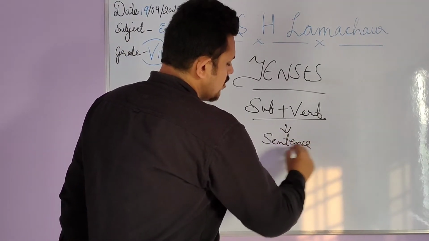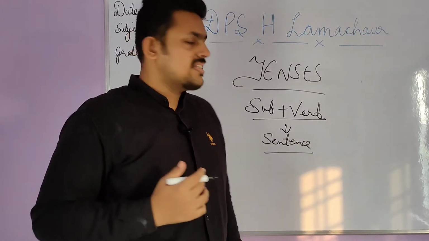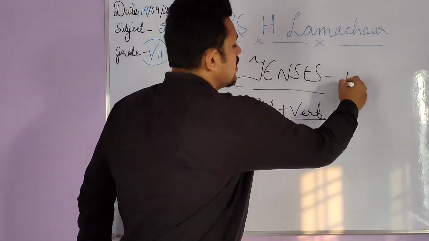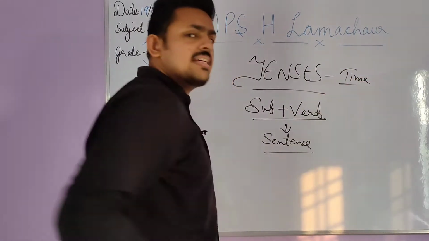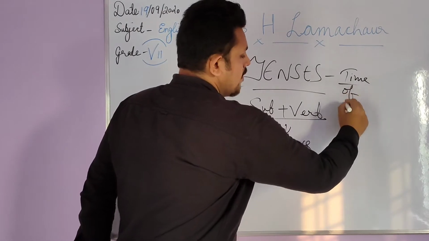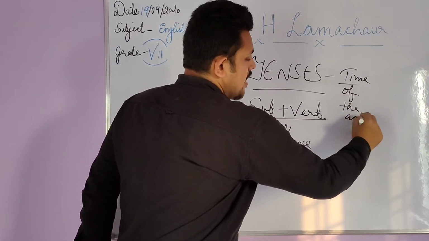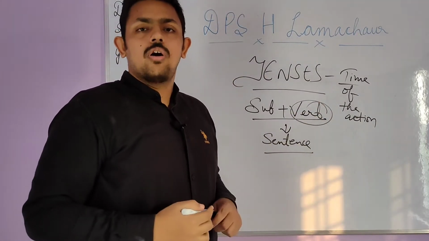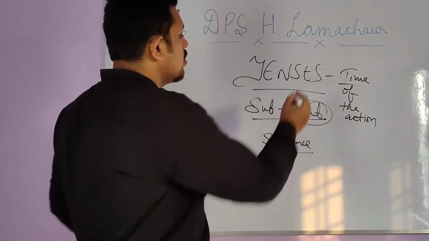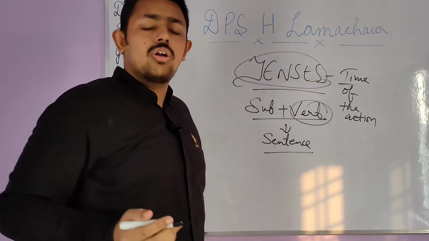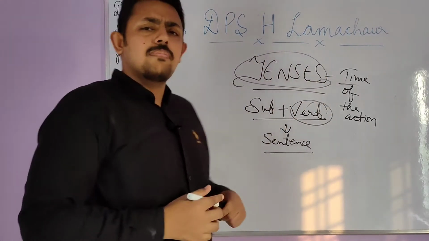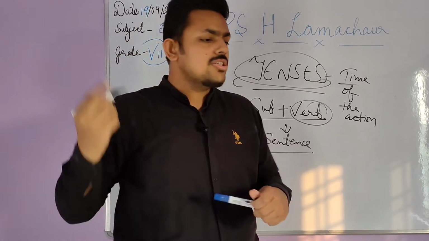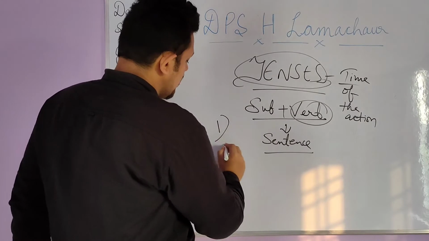So how do we know the tense of a sentence? First of all, what is tense? Tense is just the time of the action. And what is action? Action is verb. So the time of the verb, when we are aware of it, is called the tense, or in Hindi we call it kal. So there are basically 3 major tenses in English.